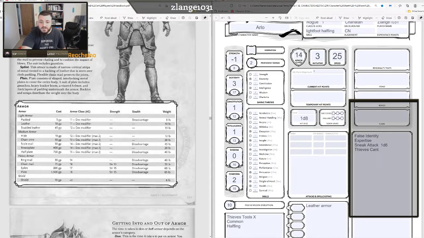However, you need a strength of at least 13 to wear chainmail, and at least 15 to wear splint and plate mail. Our character does not have that. Our character's strength is 8. He cannot wear that armor. It would be disastrous for him.